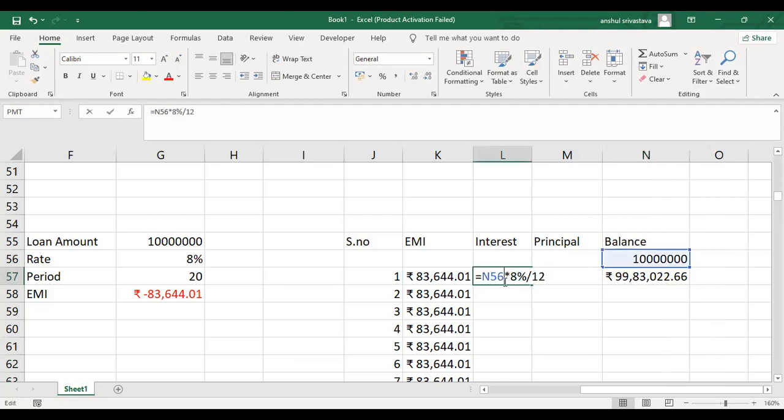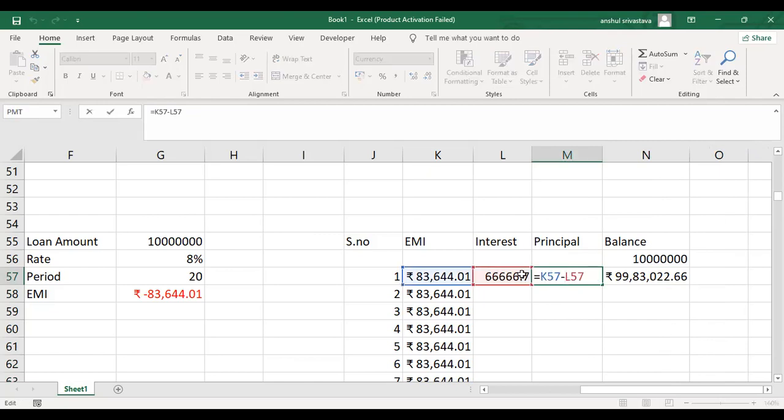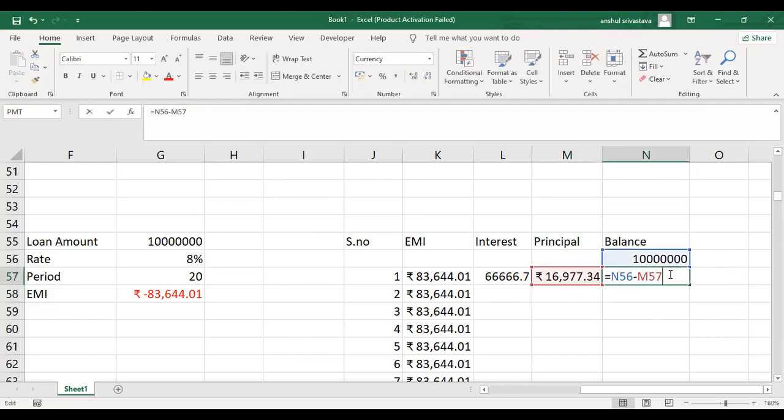First we calculated interest by multiplying the balance by the interest rate. Then we calculated principal by subtracting interest from the EMI. And then we calculated the balance amount of the loan by subtracting from the original balance whatever principal has been repaid with this installment.